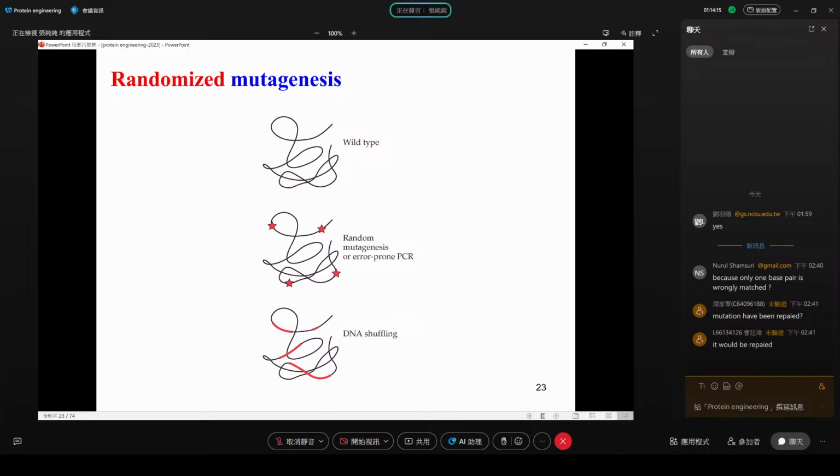Okay. Another one will be randomized mutagenesis. We have no idea about which part to make a mutation, so basically it will be pretty random. Then another strategy I'm going to introduce to you will be error-prone PCR and DNA shuffling.